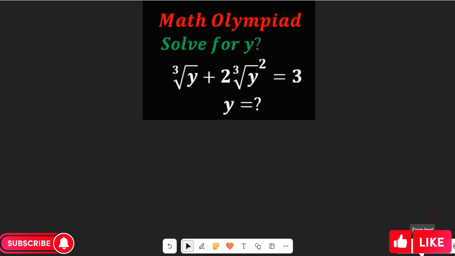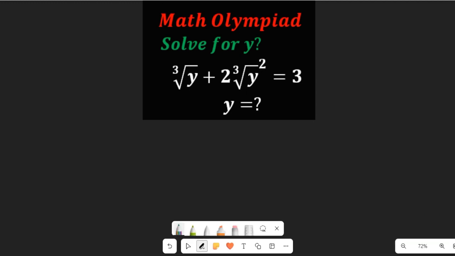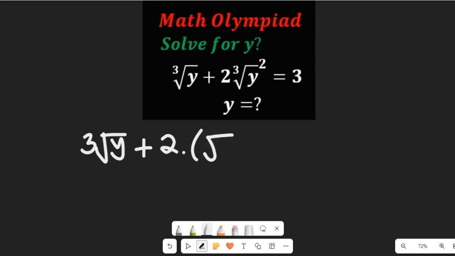Now, to solve this question, we are going to consider the cube root. From this expression, you see that the cube root can be isolated. To isolate the cube root, we're going to have the cube root of y plus 2 multiplied by the cube root of y, all squared, and this is equal to 3.